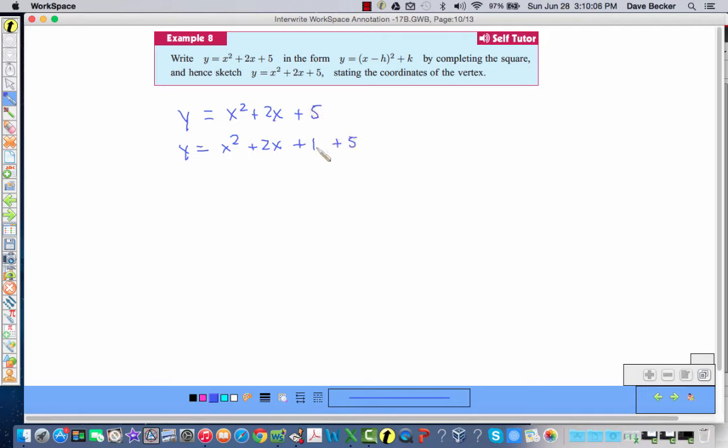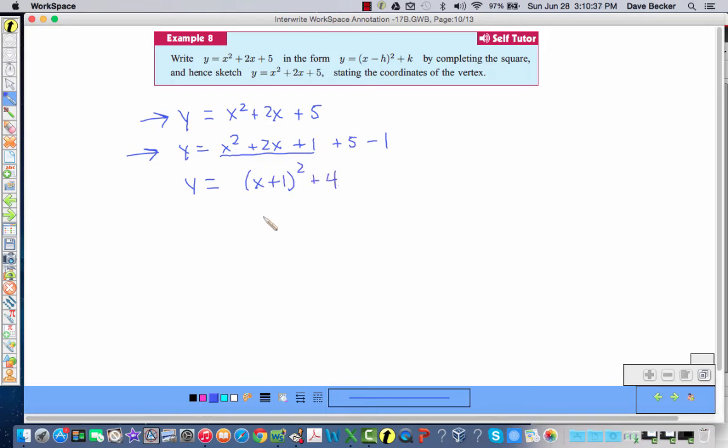But this is not the same as this. What has changed from here to here? Well, we have added 1. So to compensate for that, I'm also going to subtract 1, because 1 minus 1 is 0, which is now equivalent to that. Why would I do that? Well, now I can write these 3 terms as x plus 1, the quantity squared, and then 5 minus 1 is 4.